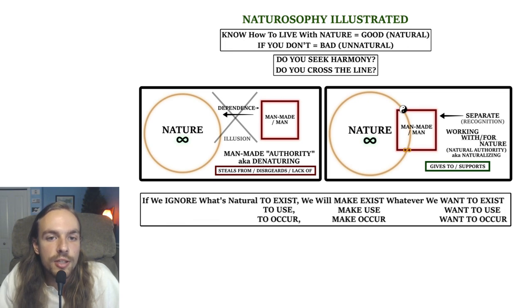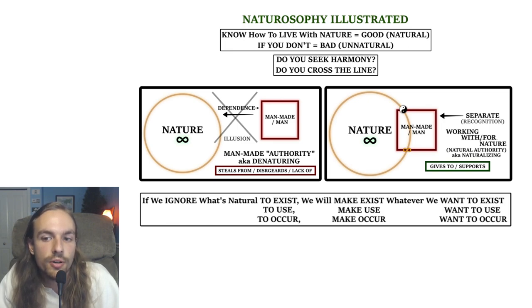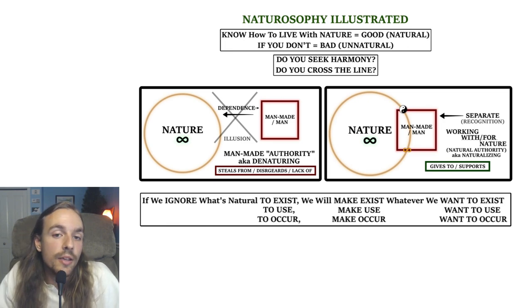Okay? If you seek harmony, you're going to be part of it. You're going to give to and support the natural. You're going to recognize your part within it. And if you cross the line, you'd say, oh, shoot, we shouldn't have done this. This is too far. This is recognizing that we are creating illusions for ourselves. We're no longer in truth or reality. We don't recognize what's real anymore. That is where you have man-made authority or a man's creation taking over the reins of nature.